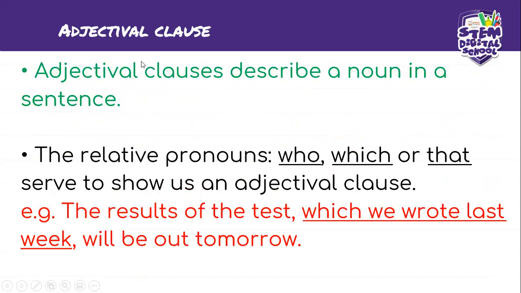Then with the adjectival clause, we said that adjectival clauses describe a noun in a sentence. So if you remember well, we said an adjectival clause functions the same as an adjective. The relative pronouns who, which, or that serve to show us an adjectival clause. So you realize that when you see these relative pronouns, they usually introduce an adjectival clause to us. Remember I said we are not doing examples today.